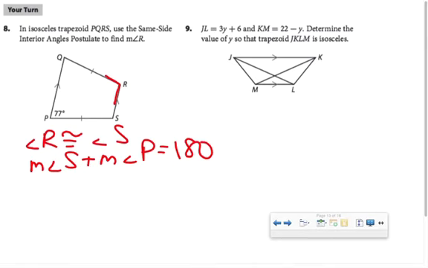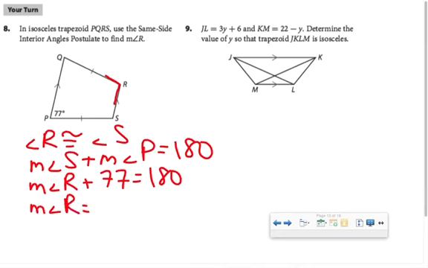So I'm going to substitute angle R in for angle S, 77 in for angle P, and I'll have that the measure of angle R plus 77 has to equal 180. So the measure of angle R must equal 103.